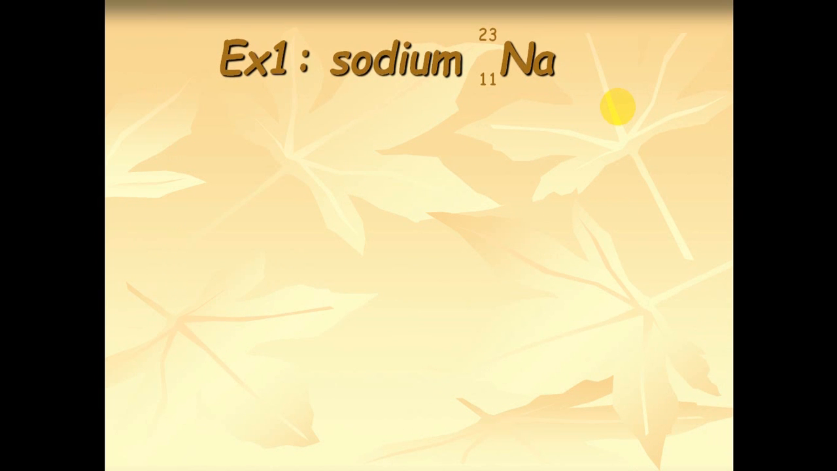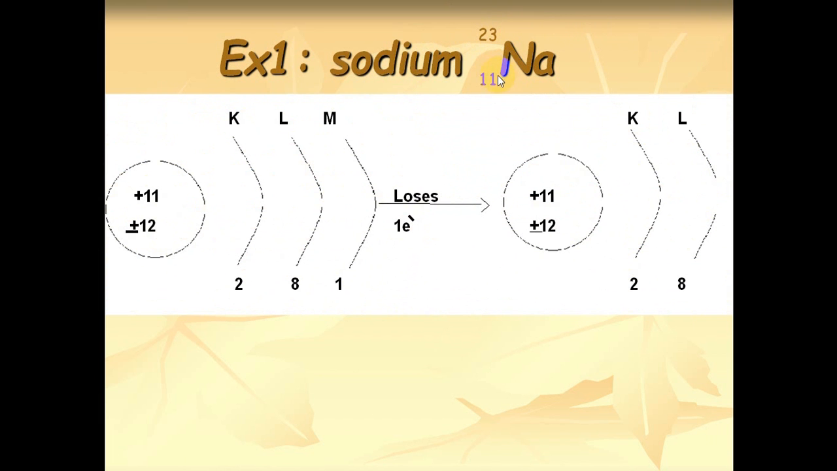An example of a metal is sodium. Sodium has atomic number 11 and atomic mass 23. If we distribute the electrons of sodium, as we said, this is the nucleus, which has 11 protons and 12 neutrons. The first level has 2 electrons, the second level will have 8, and the outer shell will have 1 electron.